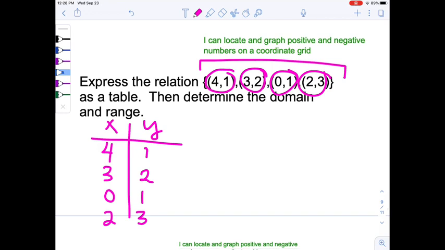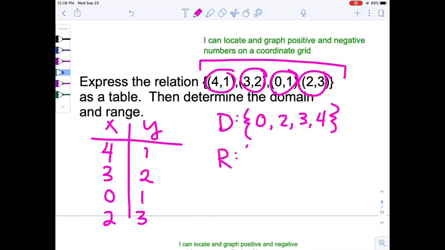Then it says determine the domain and range. So I'm going to label domain as D, and then we always do these fun little squiggle things with domain. Remember, domain and range, always written from least to greatest. So looking at my x values for domain, we have 4, 3, 0, 2. I write that from least to greatest, so we have 0, 2, 3, 4, and end it with my little squiggly.